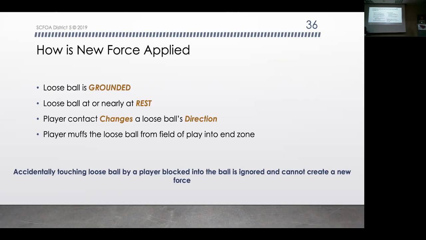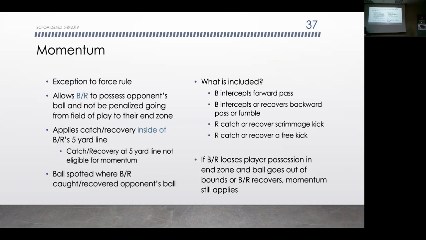There's also momentum that plays into this. This is an exception to the force rule. It allows BR to possess an opponent's ball and not be penalized going from the field of play into their end zone. So this applies to any catch or recovery inside of the 5-yard line. The ball is spotted where BR caught or recovered the opponent's ball. And again, we're talking about fumbles and backward passes, so this would apply to those as well. So what's included? B intercepts a forward pass, B intercepts or recovers a backward pass or fumble, and then R, which we talked about last week.